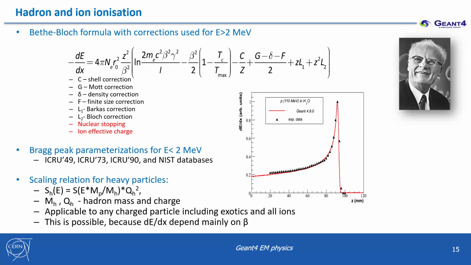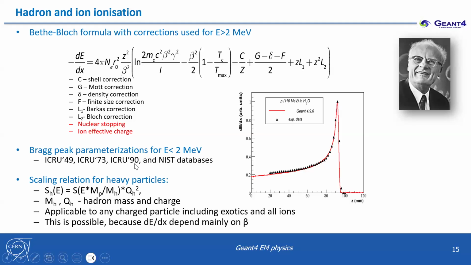We can apply this formula only if the energy is above 2 MeV for protons, for example. Lower, we have such big shell effects when a proton goes in the material that the term with shell correction is so big that it is not practical to use the Bethe-Bloch formula. We use a parameterization of dE/dx based on experimental data.